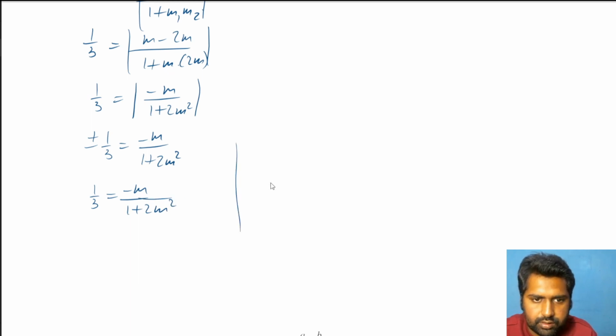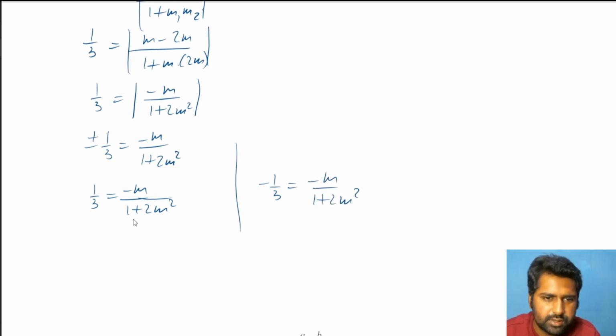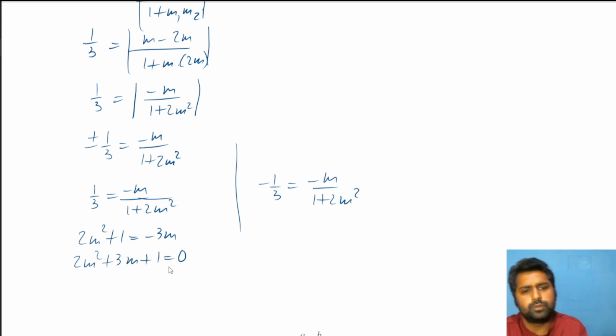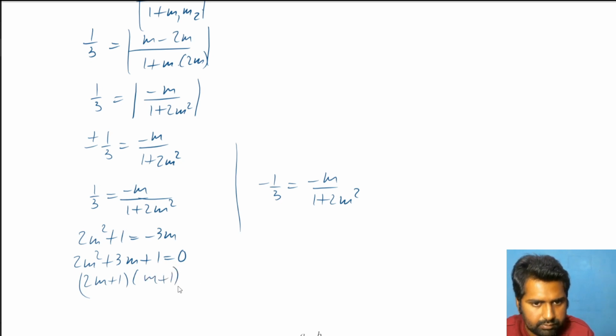Then we'll solve it for minus 1 by 3 minus m upon 1 plus 2m square. Let's solve for this first. So you'll get 2m square plus 1 is equal to minus 3m, or 2m square plus 3m plus 1 is equal to 0. If you do middle term splitting, you'll get (2m plus 1)(m plus 1) equal to 0. So you'll get m as minus 1 by 2 and minus 1.